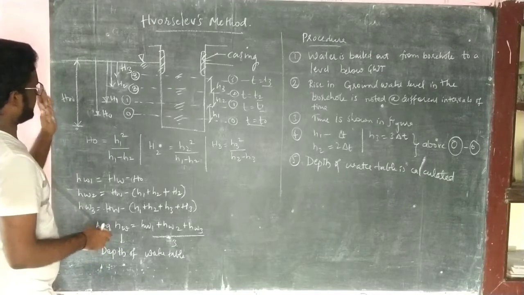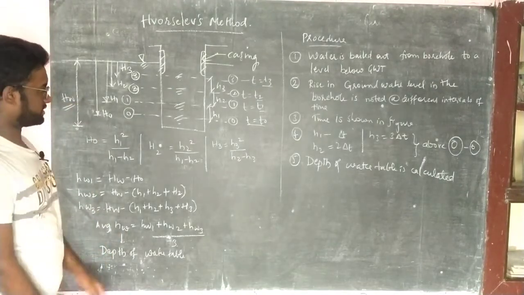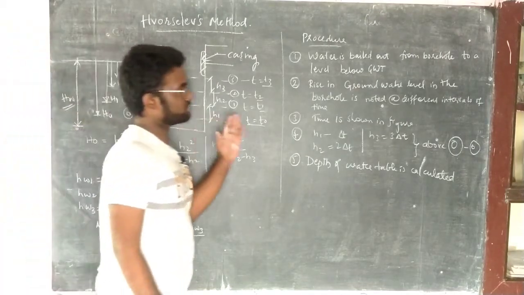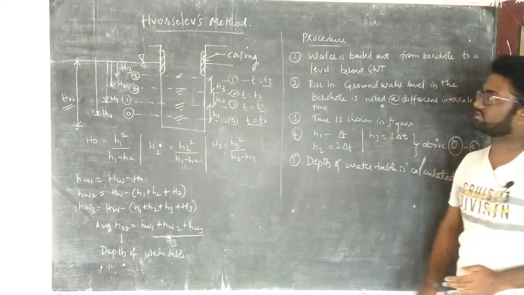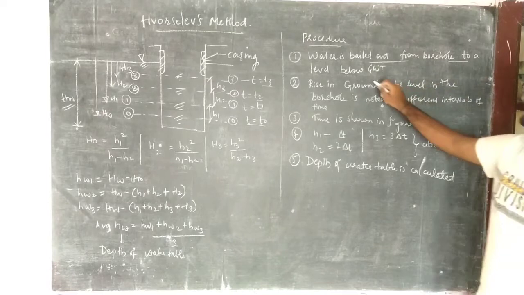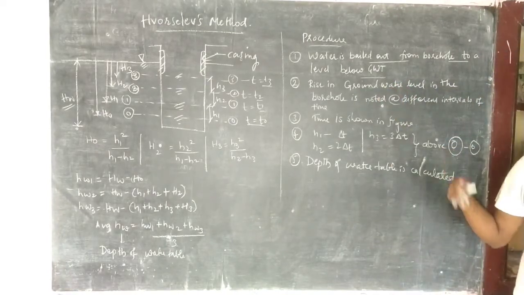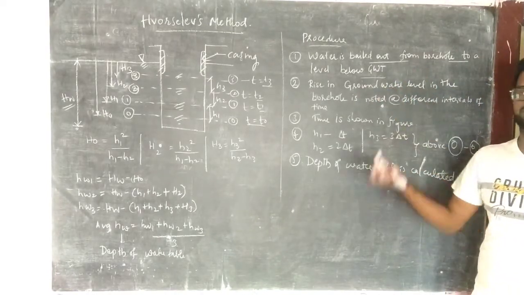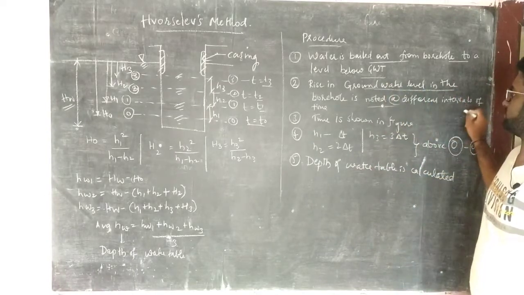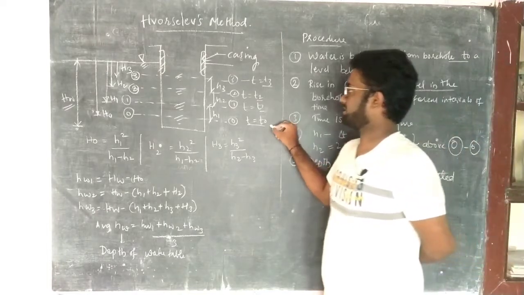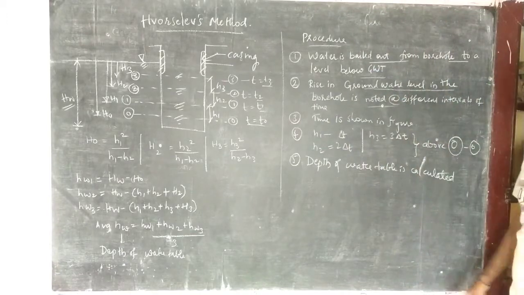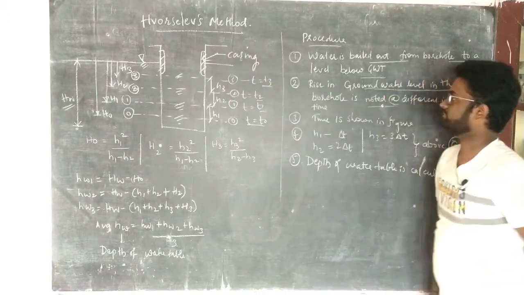Okay. Now we have HW, that is the maximum height of the groundwater table. We have to calculate that. For that we have various formulas. Before going to the formulas, let us discuss the procedure of Horsley's method. Water is bailed out from the borehole to a level below the groundwater table. The water is extracted. The rise in the groundwater level in the borehole is noted at different intervals of time, t0, t1, t2, t3. How much the water will rise, that will be noted.